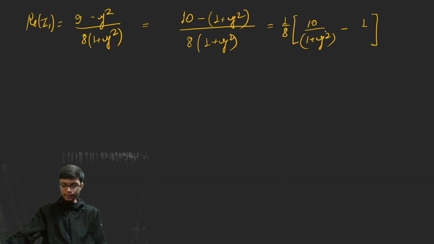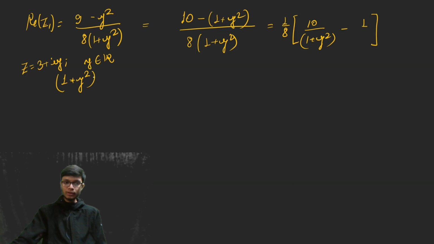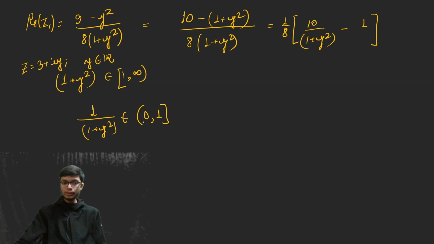I can write this in this particular fashion, and what I can understand is that since z is a complex number, 3 plus ιy, where y is a real number, 1 plus y² will obviously belong to 1 to infinity, with 1 in the closed interval. So 1 by (1 plus y²) will have the interval 0 to 1, with 1 in the closed interval and 0 in the open interval. And if I multiply with 10, then 10 times 1 by (1 plus y²) will have the interval 0 to 10.